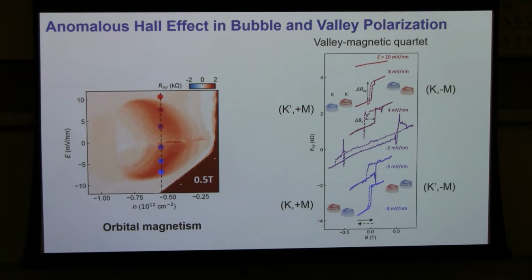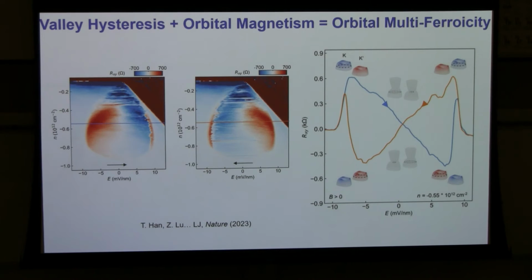But if you forget about the details, all you get here is sort of a magnet, and a magnet has hysteresis, okay? Well, what's interesting that we found later is that there's a different type of hysteresis: you scan the electric field and you measure the Rxy, and you get, from left to right, from negative to positive, red on the left and blue on the right.